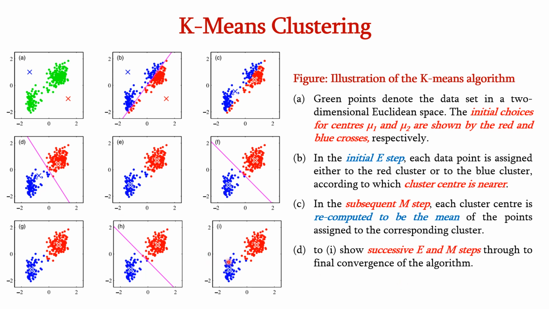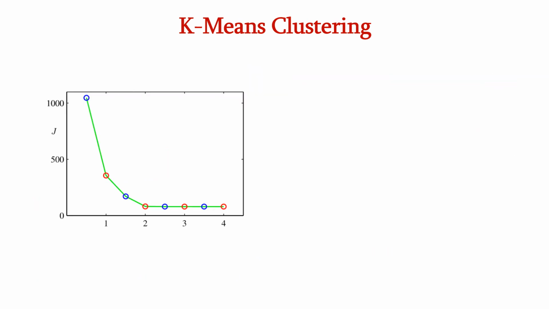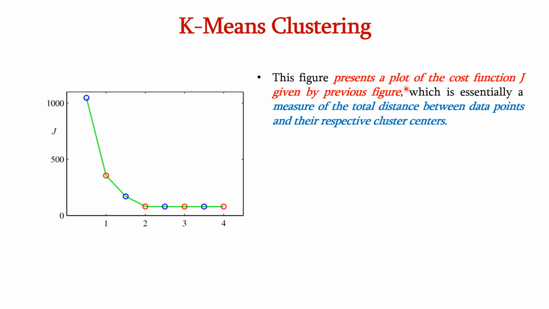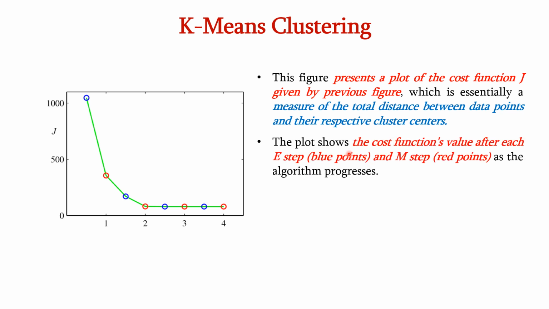In the ith plot, we can see the convergence, where all the blue points are more or less assigned to the blue cluster and the red points are assigned to the red cluster. This figure presents the plot of the cost function j given by our previous illustration, which is essentially a measure of the total distance between the data points and their respective cluster centers. This plot shows the cost function's value after each E step and M step. Here the E step is represented using blue points and the M step is represented using red points.